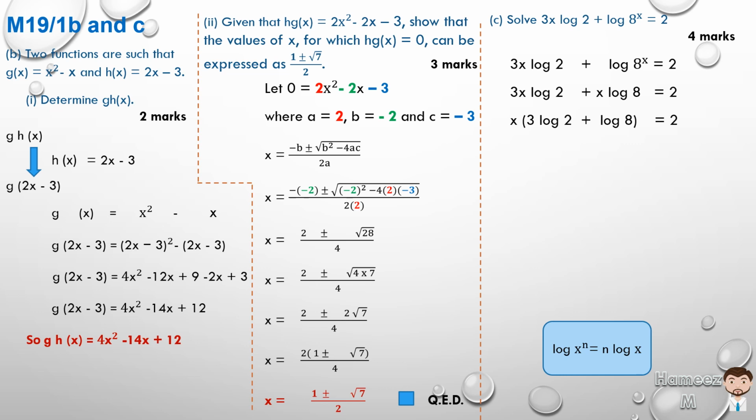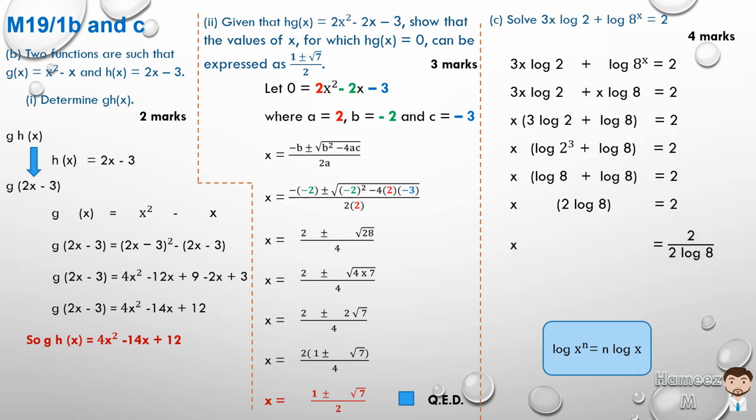And using the same law, we can move the 3 from in front and make it 2 to the power 3. So we get x by (log 2 to the power 3 plus log 8) is equal to 2. And of course, 2 to the power 3 or 2 cubed is 8. So we can rewrite it x by (log 8 plus log 8) is equal to 2. Which means x by 2 log 8 is equal to 2. So x is equal to 2 over 2 log 8. And the 2's cancel. As such, x is equal to 1 over log 8. We can leave it like this, or we can use our calculators and solve further.